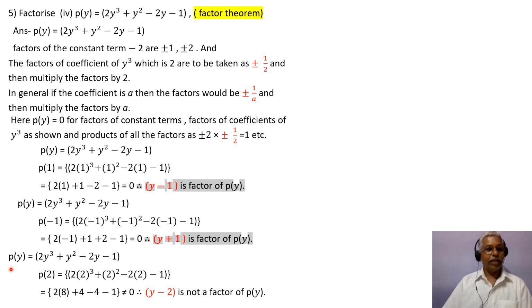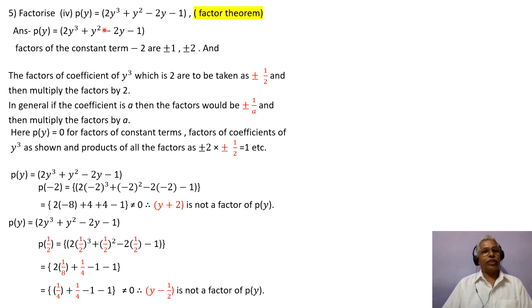Now we have to substitute plus 2 and minus 2. So we're checking for 2. There will be three factors. So p(2) is 2 into 2 cube plus 2 square minus 2 into 2 minus 1. If you solve this, 2 into 8 plus 4 minus 4 minus 1 is not equal to 0. So y minus 2 is not a factor of p(y). Now we will check for minus 2.